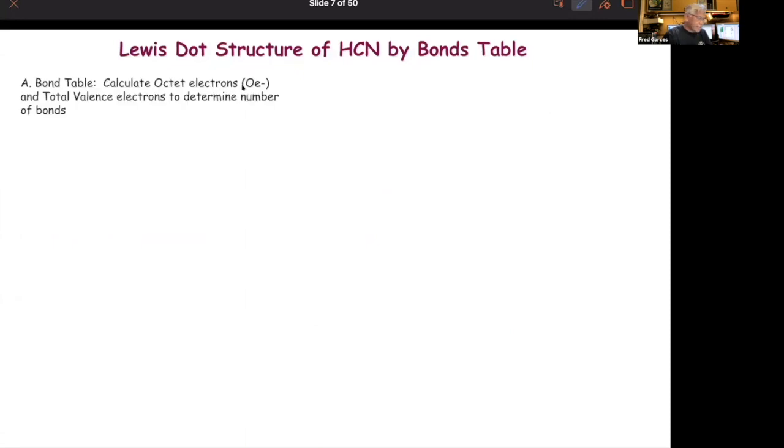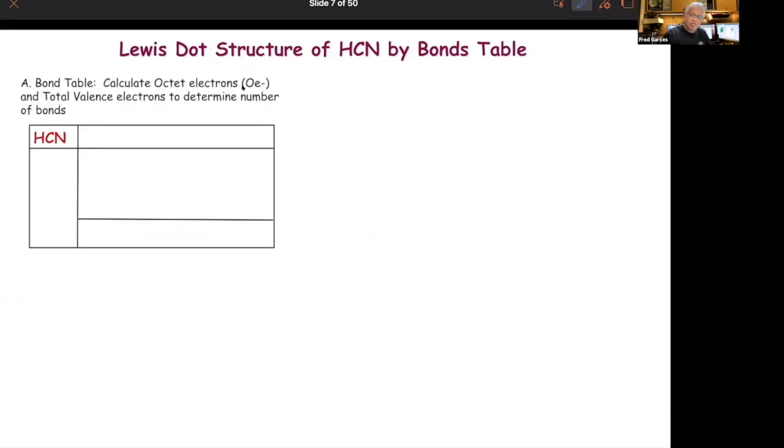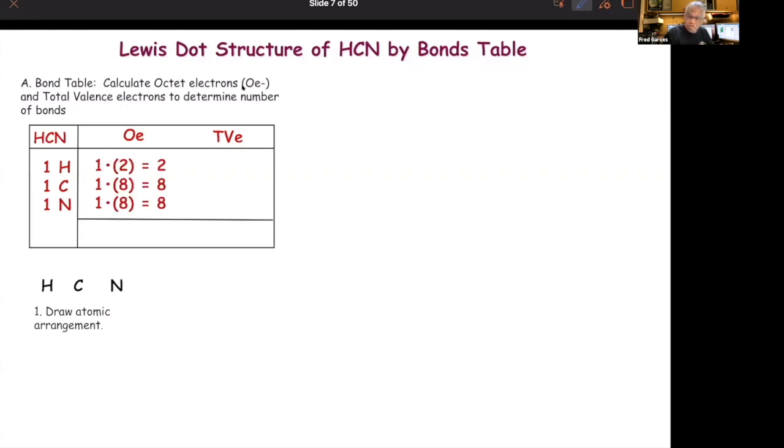HCN. HCN is going to have hydrogen, carbon, and nitrogen. So octet electron, total valence electron, we account for all our atoms, H, C, and N. And then the octet electron column, that's the connectivity. 2 for hydrogen. Remember, it's always 2 or 8. I can't stress that enough. It's always 2 or 8. 2 for hydrogen, 8 for everything else.